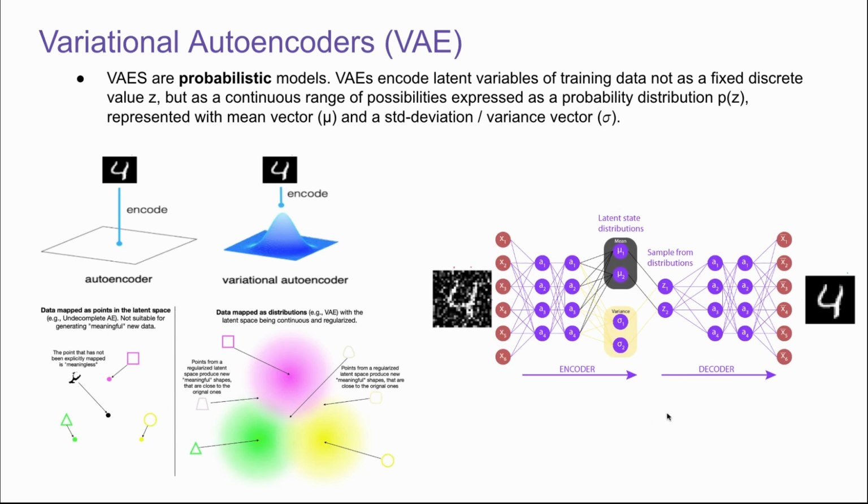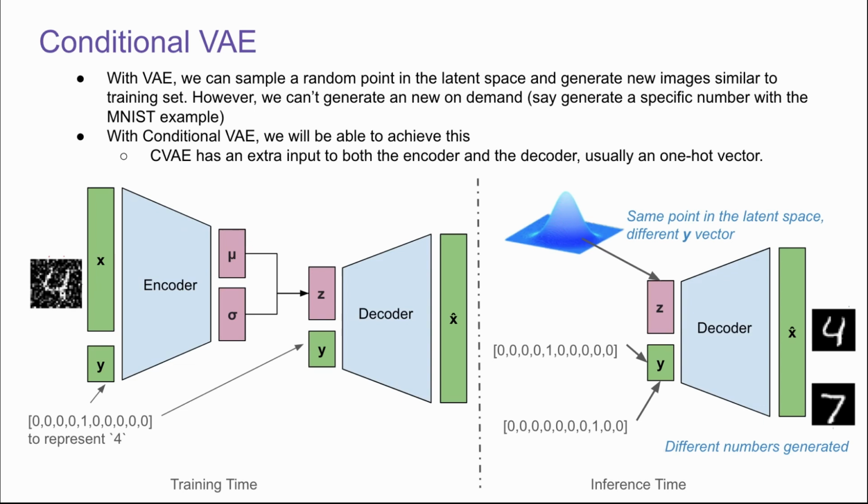So this is the architecture of the VAE. It's pretty similar to autoencoders. We still have the encoder, we still have the decoder, we still have the bottleneck, but the bottleneck is represented by a mean and standard deviation. Let's move to conditional VAE.